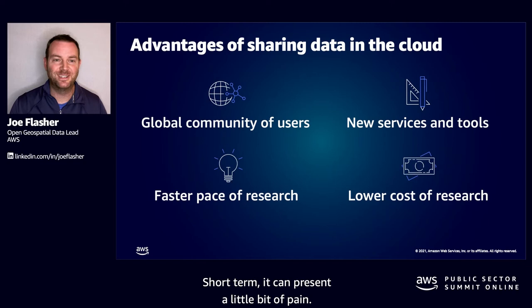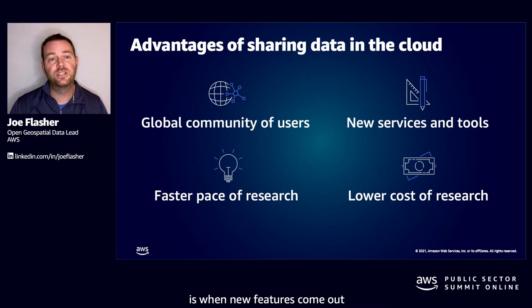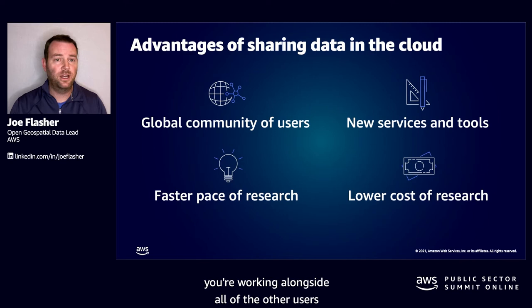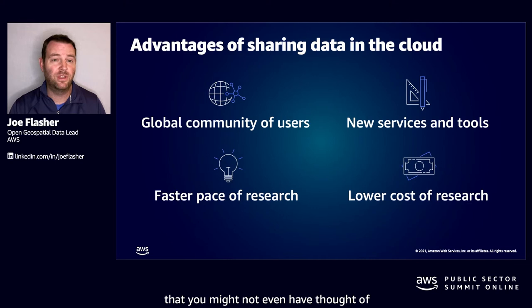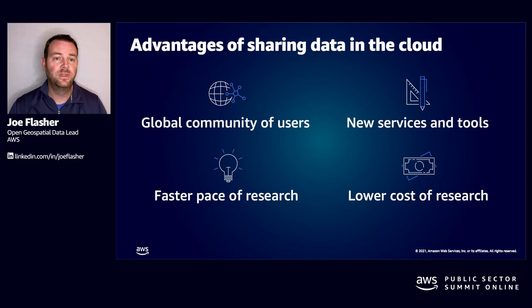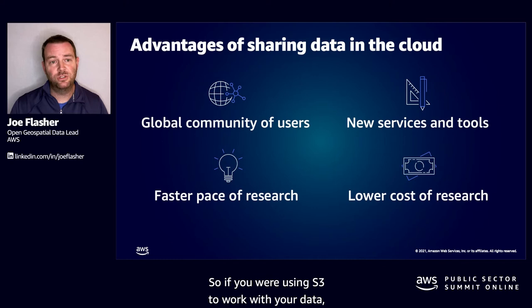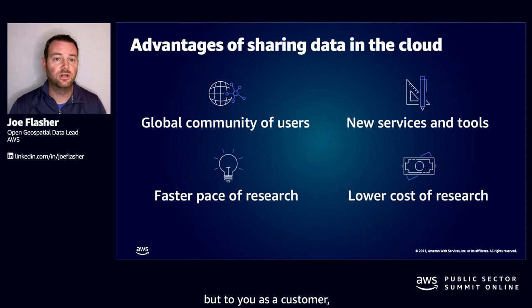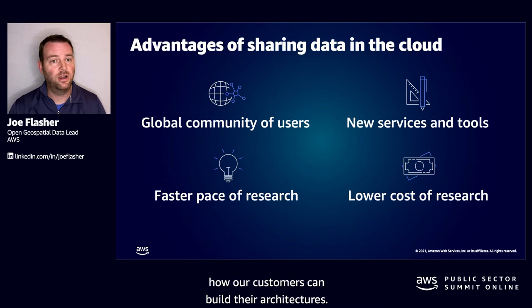The other one, though, that I actually find very interesting is when new features come out to services that you're already using. Keep in mind, you're working alongside all of the other users in the cloud, and so there are other customers that are asking for features that you might not even have thought of or knew that you needed. So one of my favorite examples of this was when overnight, the request rate for our object store, Amazon S3, went up by about an order of magnitude. So if you were using S3 to work with your data, overnight to you, it certainly wasn't overnight for the engineering team, but to you as a customer, you just woke up to a notice that said, hey, it can now work with request rates up to about an order of magnitude greater. That obviously changes fundamentally how our customers can build their architectures and is a super great example of how the pace of innovation works for you as a customer of the data.